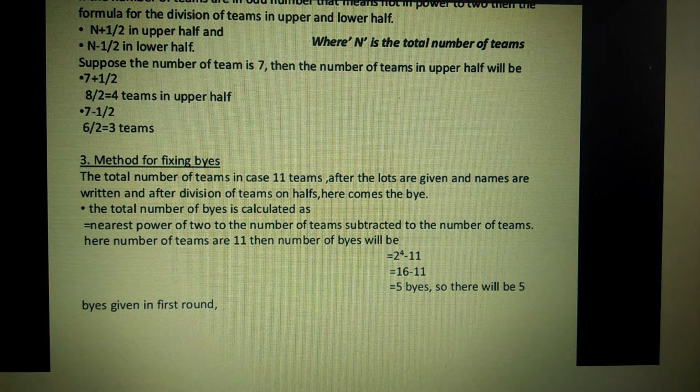For method number 3, the total number of teams, in this case 11 teams. After the lots are drawn and names are written, and after division of teams into halves, here come the byes. The total number of byes is calculated as the nearest power of 2 to the number of teams, subtracted by the number of teams. Here the number of teams is 11, then the number of byes will be 2 to the power of 4 minus 11. 16 minus 11 equals 5 byes, so there will be 5 byes given in the first round.